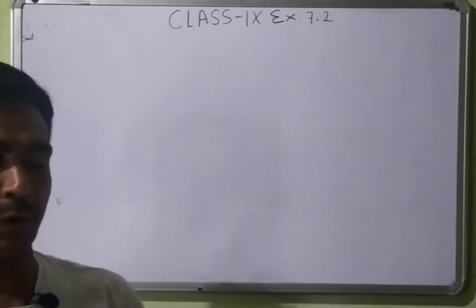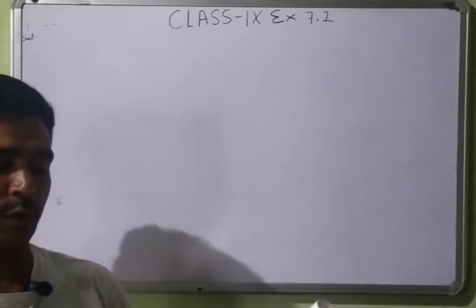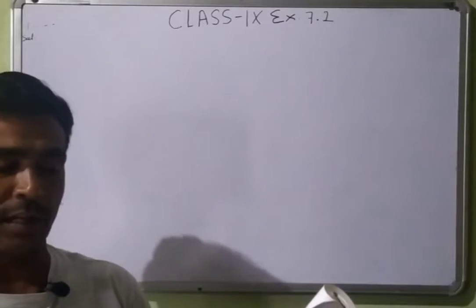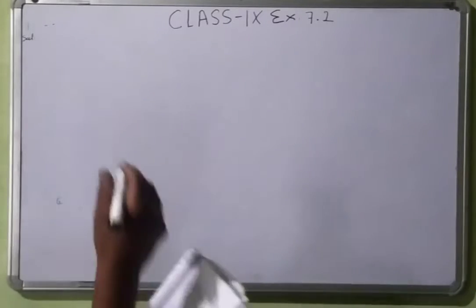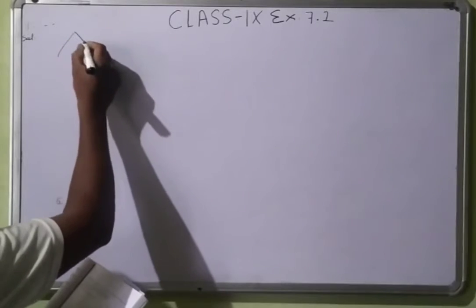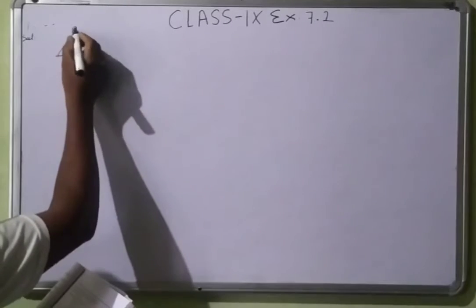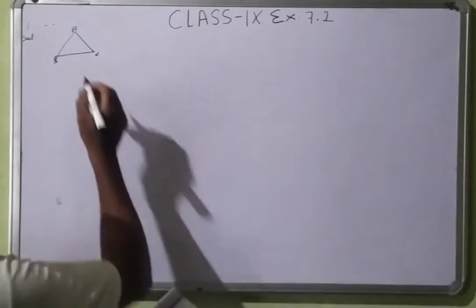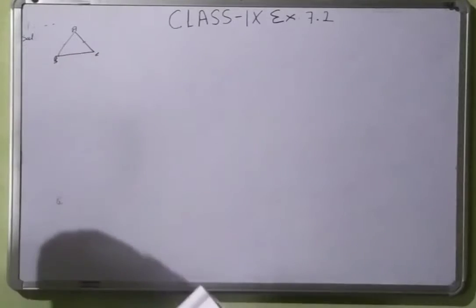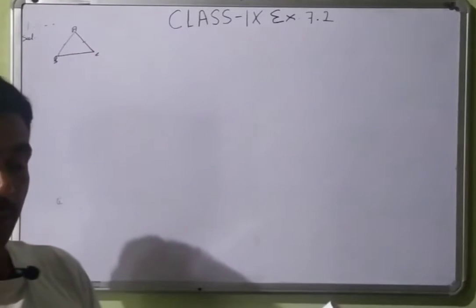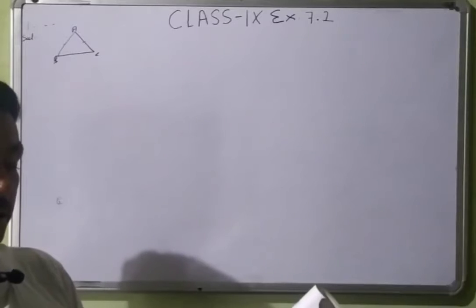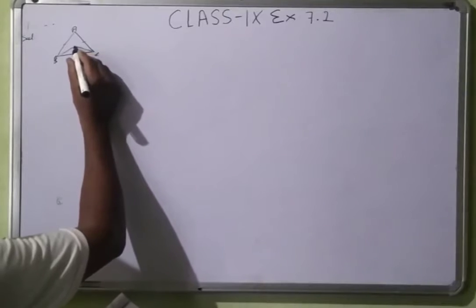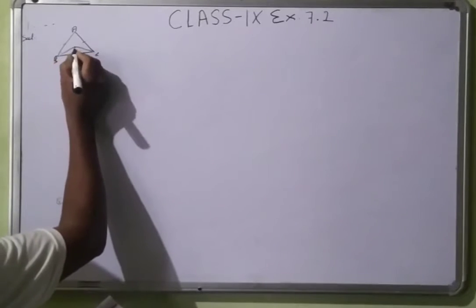Today, Exercise 7.2, question number 1. In an isosceles triangle ABC, isosceles triangle ABC means AB is equal to AC. These are equal. The bisectors of angle B and C intersect each other at O. This bisector means this angle and this angle are equal. That is O.